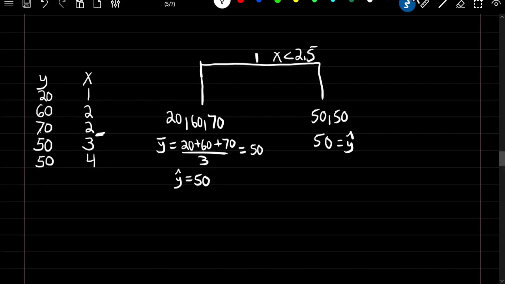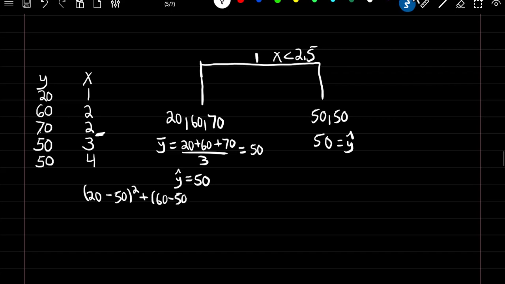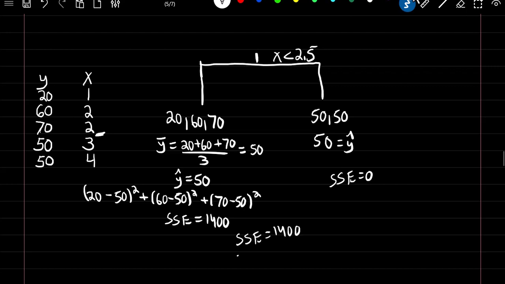And if we find the sum of squared error on the left side, we're just going to take our observed minus predicted squared, so 20 minus 50 squared, plus 60 minus 50 squared, plus 70 minus 50 squared, and we'll get a sum of squared error equal to 1400. And then on the right side, we predicted 50 and both observations were 50, so our sum of squared error is going to be equal to 0.